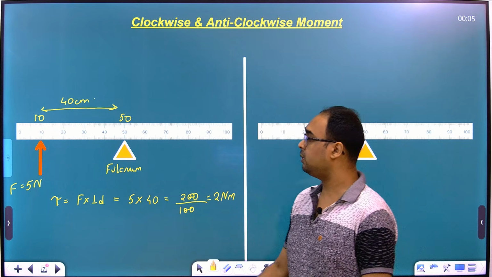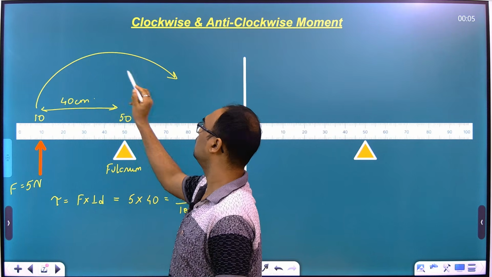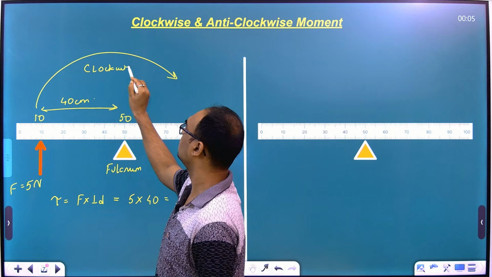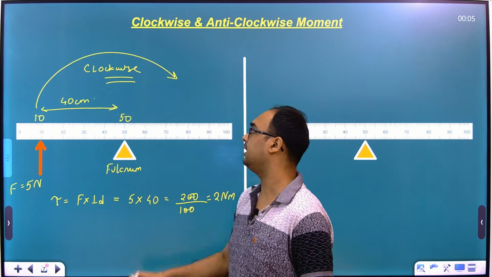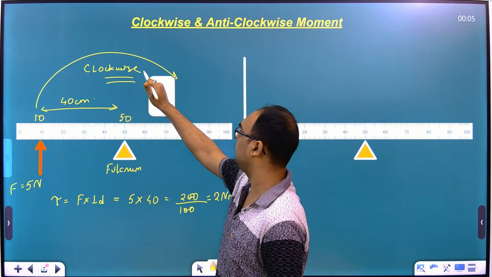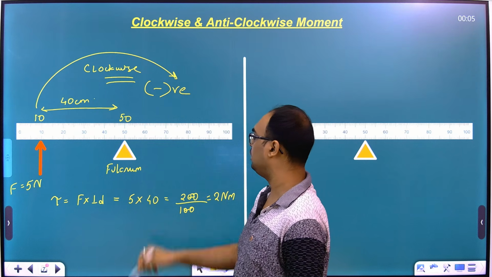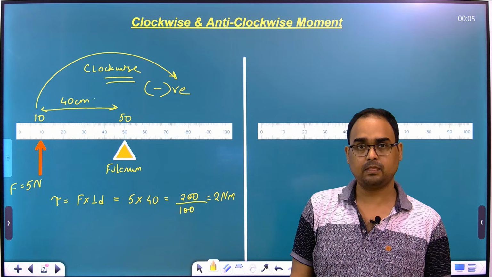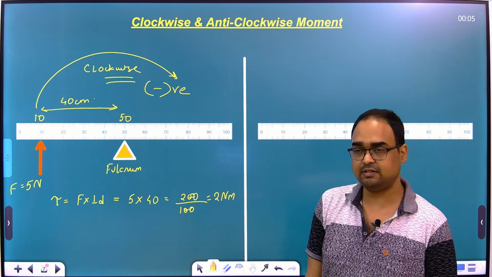Now, when you apply force on this left hand side, this body will move in a clockwise manner. So in physics, when there is clockwise motion, it is assumed to be negative. Clockwise moment of force is assumed to be negative in physics.